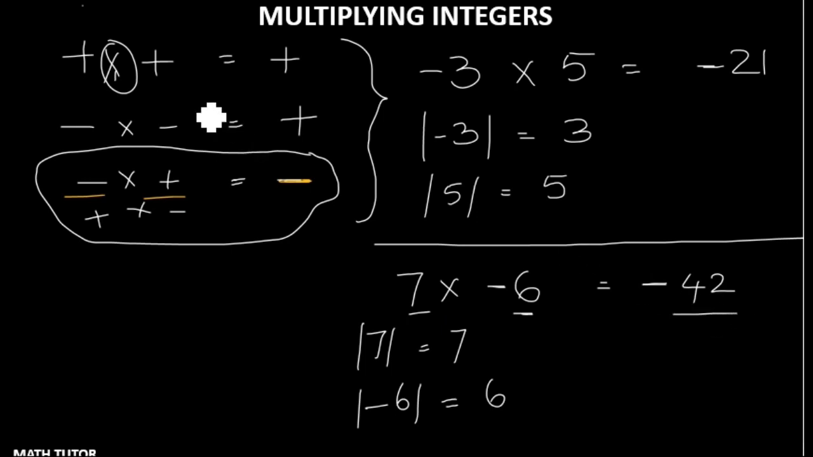You just need to remember that if you are multiplying integers with the same sign, their product will be positive, and if you are multiplying integers having opposite signs, like one is plus and the other is minus, their product will be minus.